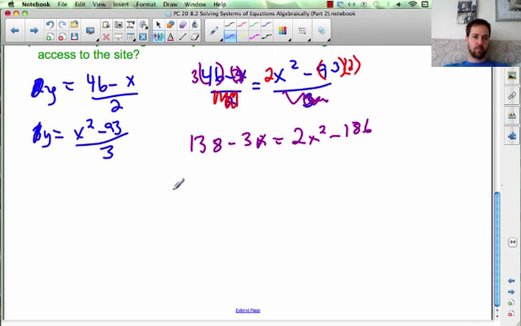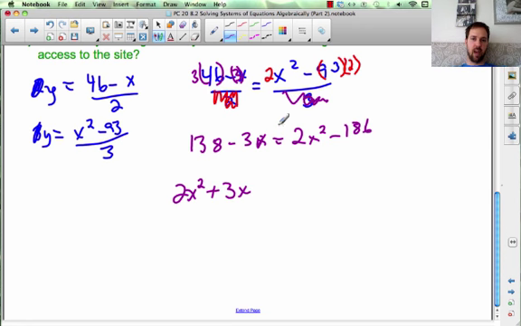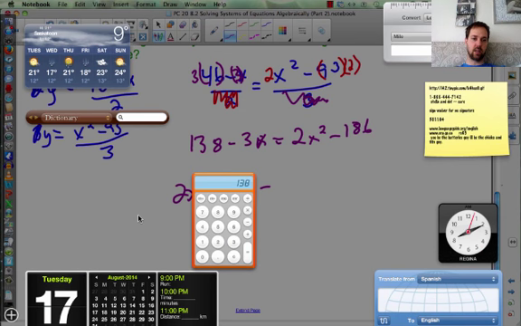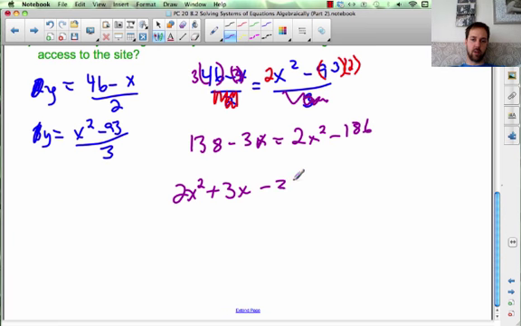Alright, put them all together on one side. 2x squared plus 3x. So we've added this 3x over to this side. We're going to subtract this 138 over to this side as well. So minus 186 minus 138 gives us negative 324 equals 0.